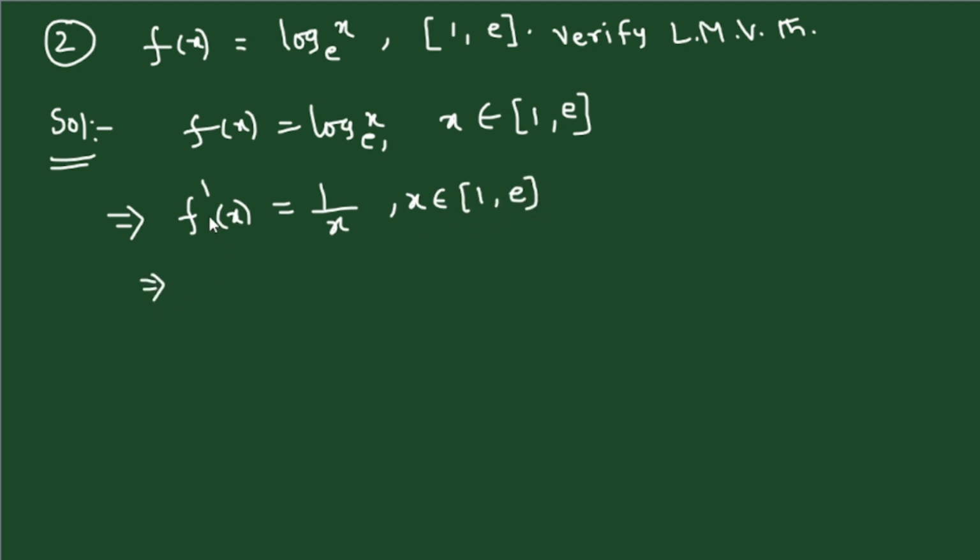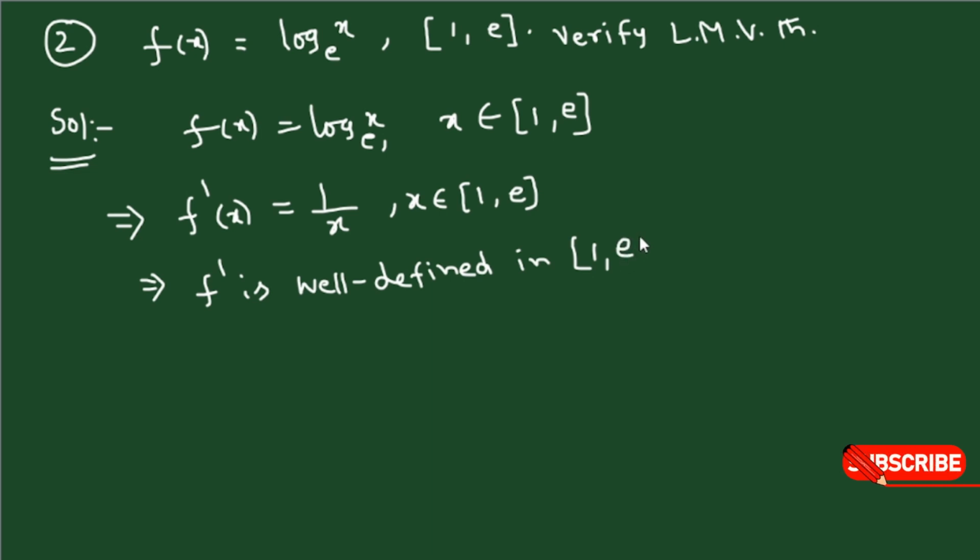The only troubling point for f dash is 0. And that 0 is not there in the given domain. Therefore, in the given domain, f dash has no problem. So therefore, f dash is well defined in [1, e]. Our requirement is the open interval. Here, the closed interval also works. That means we are showing more than the required.